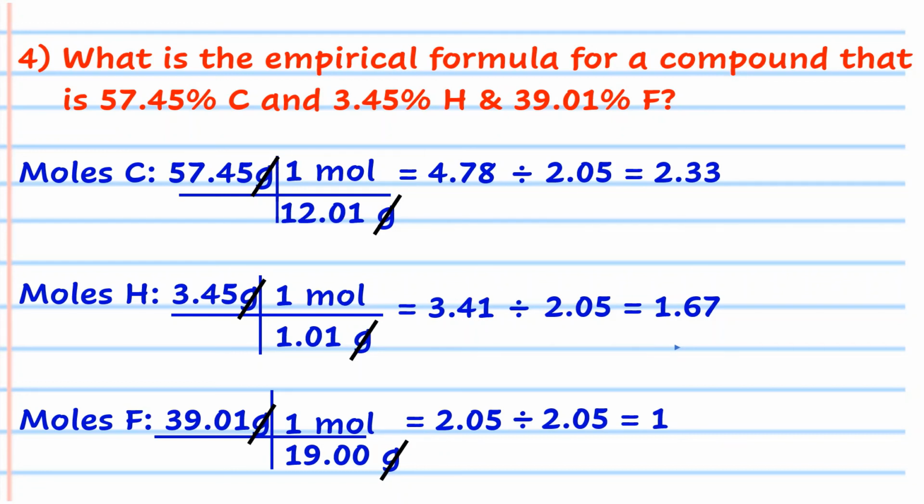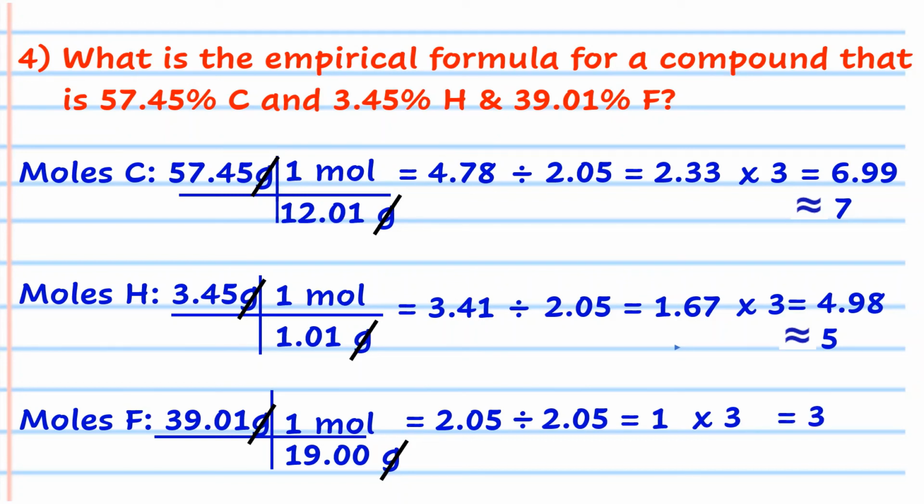So we're going to multiply 2.33 by 3. And that comes out to be 6.99, which we can round to 7 because it is practically 7. It's off by 1/100th. Whatever we multiply one of the numbers by, we need to multiply each of them by. So 1.67 will also get multiplied by 3. And that comes out to be 4.98, which again, we can round to 5 because it's almost 5. It's very, very close. It's off by 2/100ths. And then we also need to multiply the 1 by 3, and that's going to come out to a whole number 3.